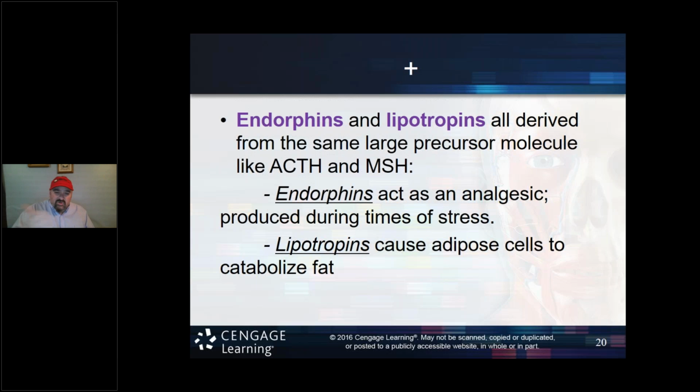The lipotropins cause adipose cells to catabolize fat, meaning a breakdown of fat. Okay? So all derived from the same large precursor molecule, like ACTH, like MSH. Okay?